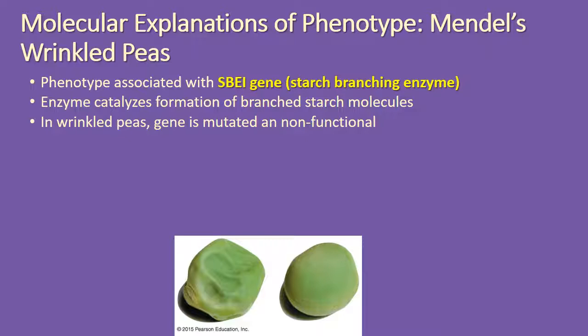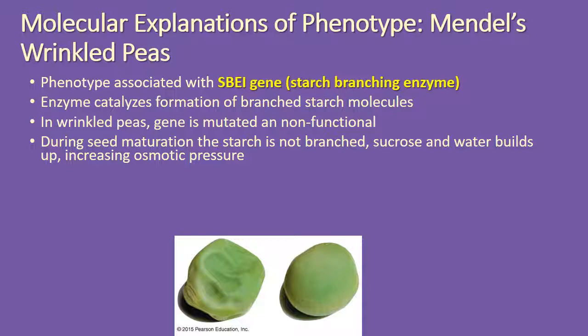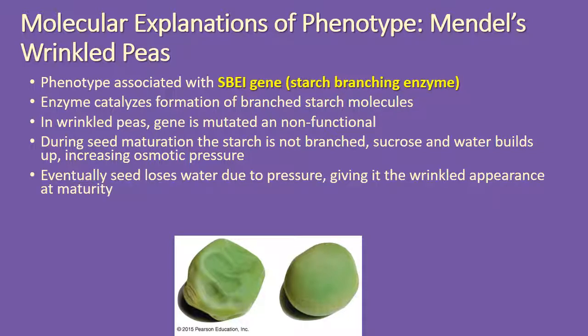In wrinkled peas, this gene is non-functional, so you don't have a lot of branched starch structures. Instead, you just have really small sugar molecules of just glucose and fructose, which is sucrose, and then that causes water to build up, which increases the osmotic pressure. And then the pressure gets to the point where the seed loses that water, and it gives it a wrinkled appearance at maturity. And so that's why those seeds are wrinkled, which makes me think they would probably be sweeter because of the sucrose. But I don't know if wrinkled peas are sweeter than brown peas.